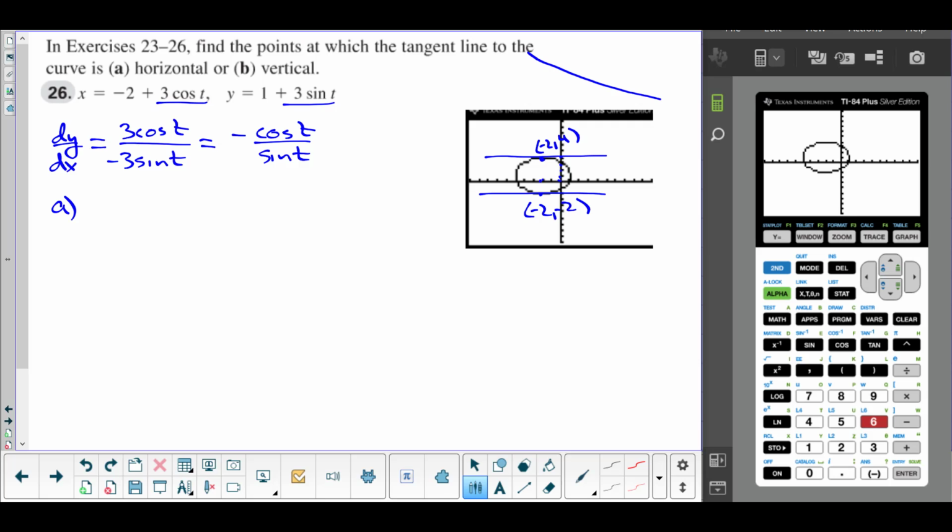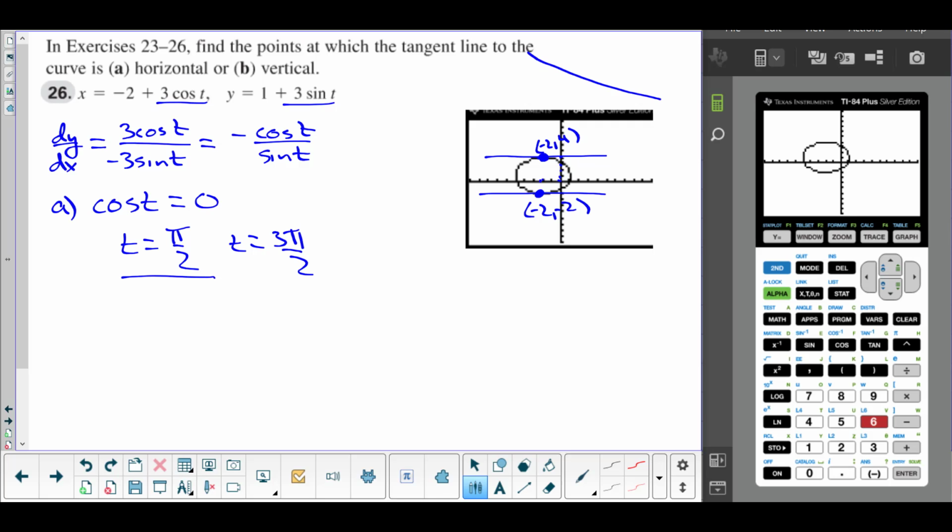So for part A, horizontal tangent lines happen where the derivative is 0, where the slope of the tangent line is 0. Now how do we make a fraction 0? We make the top 0. So we want to know where cosine of t is equal to 0. Well, cosine is 0 at pi over 2 and 3 pi over 2. Well, isn't this pi over 2 if this was the unit circle, and then 3 pi over 2 would be down here on the unit circle?